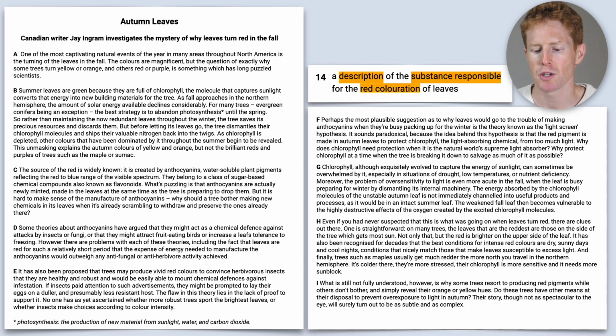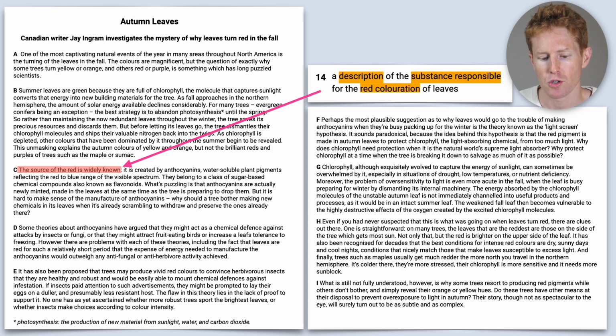A description of the substance responsible for the red coloration of leaves. We need to scan the text and find out which paragraph talks about this red coloration of leaves and the substance responsible, and provides a description of this substance. Now, scanning through the text, I find this. The source of the red is widely known.